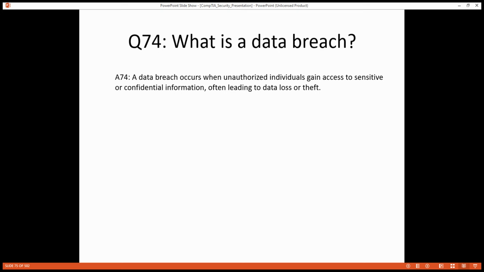Q74. What is a data breach? A74. A data breach occurs when unauthorized individuals gain access to sensitive or confidential information, often leading to data loss or theft.